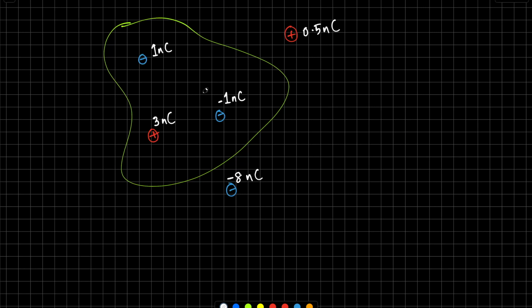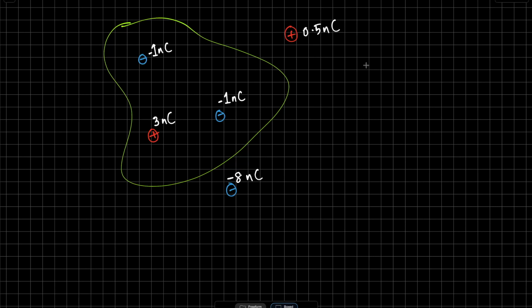Let's solve a problem. We have a closed surface with 3 charges enclosed: two negative charges and one positive charge. This is a negative charge, minus 1 nanocoulomb. This is another negative charge, minus 1 nanocoulomb. We have a positive charge, 3 nanocoulombs. Outside the closed surface, we have two charges: a positive charge with magnitude 0.5 nanocoulomb, and a negative charge with magnitude minus 8 nanocoulomb. How do you find the total electric flux of this closed surface?